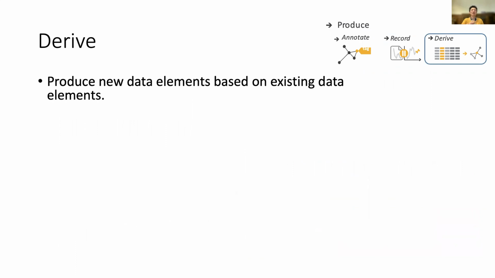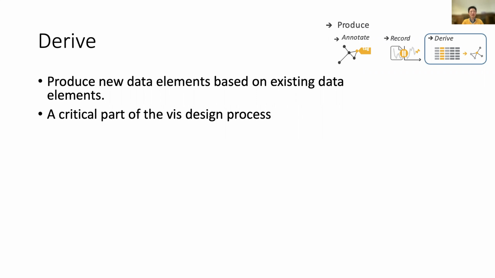That's record. Okay, and the last part is derive. So it's producing new data based on the existing data. And it sounds quite abstract. It's quite important, and we're going to come back to what that is. I think it will become much clearer once we see the example.